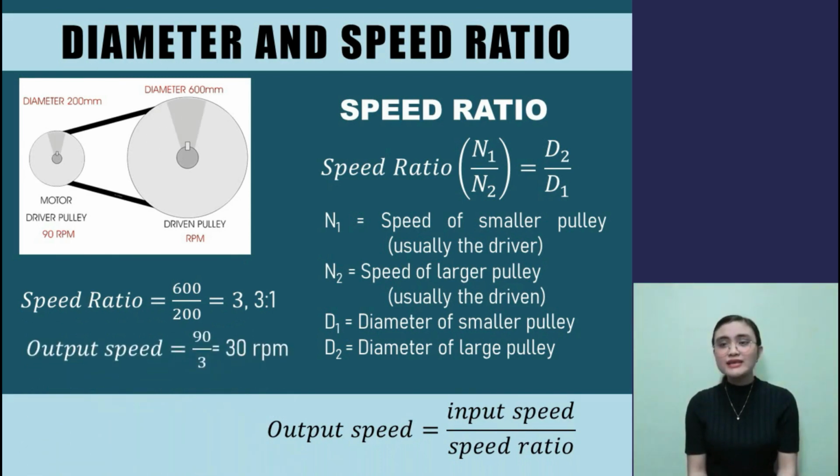For the output speed, since the speed of the driven pulley is not given, we can calculate it using the formula of the output speed, which is equal to the input speed divided by the speed ratio. So the input speed of the driver pulley is equal to 90 RPM, revolutions per minute, divided by the speed ratio 3. So we have 30 revolutions per minute. So the output speed of the driven pulley is equal to 30 revolutions per minute.